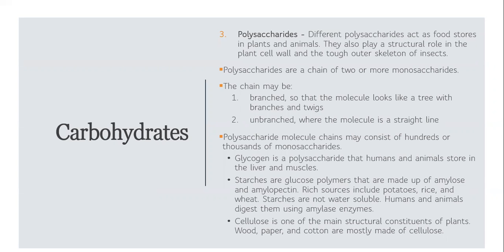And lastly, we have the cellulose that is the main structural constituent of plants. And examples include wood, paper, and cotton.